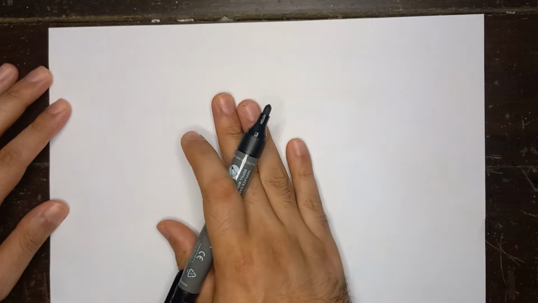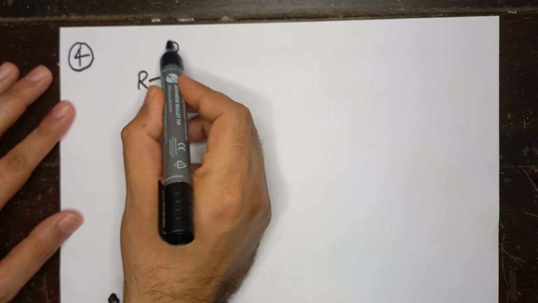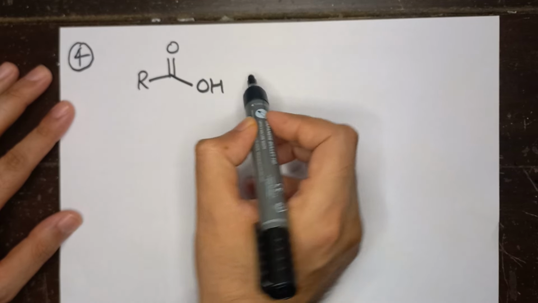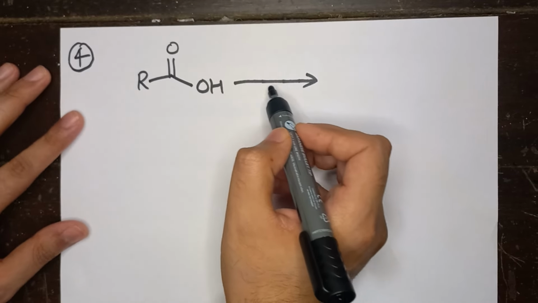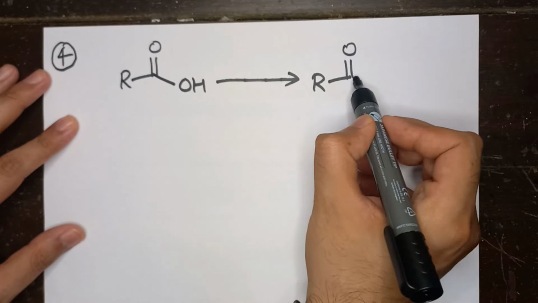Okay, now let's see the fourth method. So you have a carboxylic acid and you want to protect it by making an ester. Let's make the methyl ester.